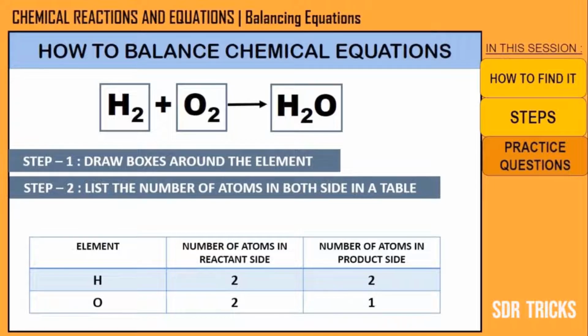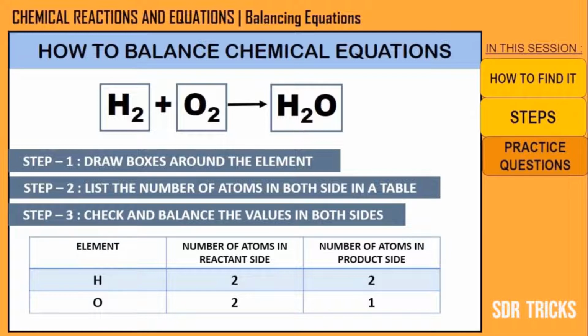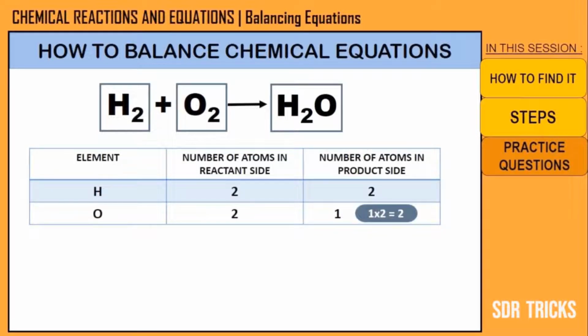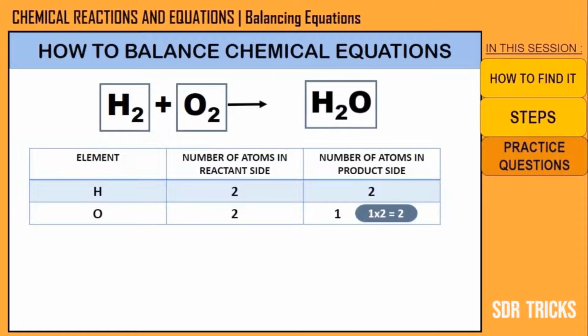Last but not least, the final step is to check and balance the values on both sides. So in this equation, the number of oxygen atoms on both sides was not equal. The number of atoms on the product side was lesser than on the reactant side. So how can we balance this equation? Yes. We can multiply the number of atoms on the product side by 2 to make the equation balanced.